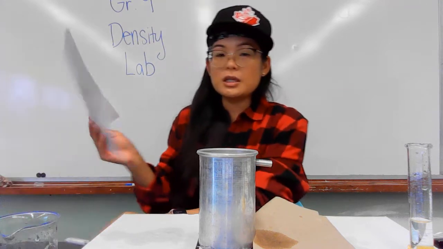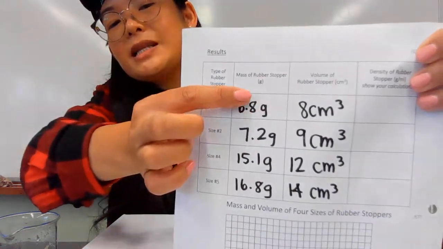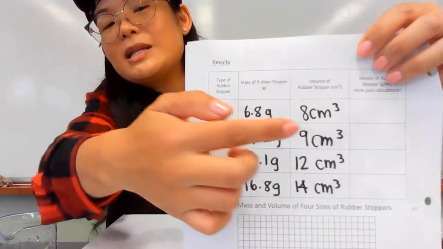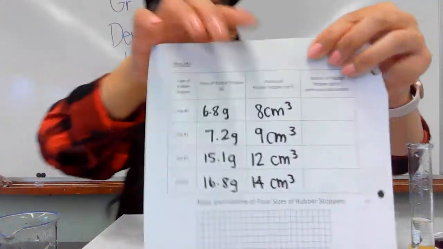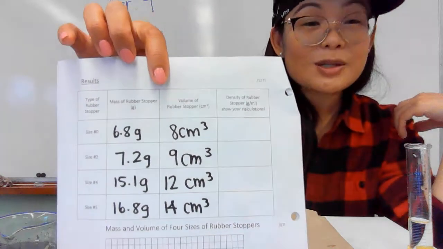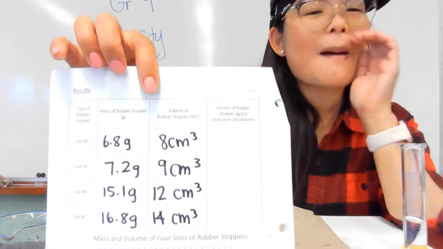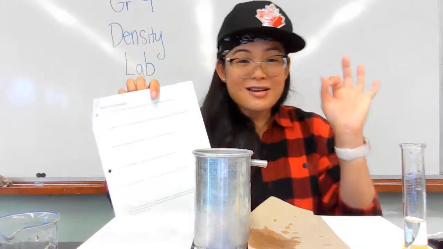So then your chart should look like this. All right. We determined the mass of each rubber stopper using the electronic scale. We determined the volume of each rubber stopper by measuring the overflow. And you are now going to calculate the density of each rubber stopper. So don't forget from yesterday's lesson the equation to calculate density: mass divided by volume. After that, you're going to create a graph, and you're going to answer the analysis questions, and then you are good to go.